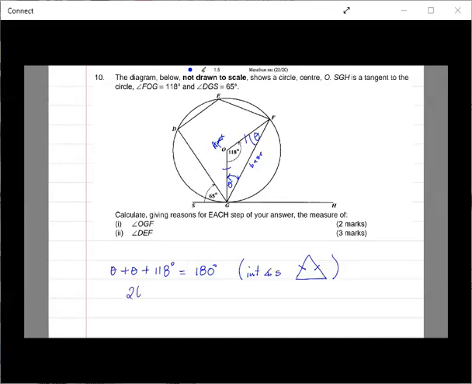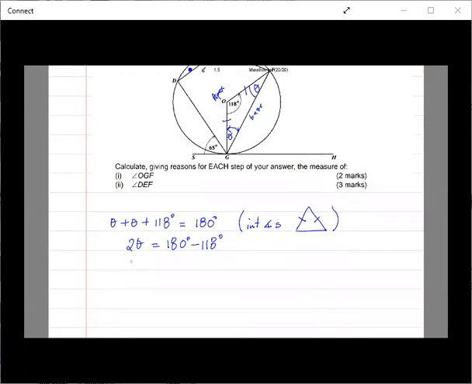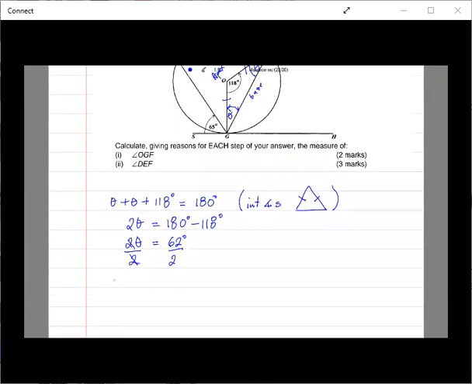2 theta would be equal to 180 minus 118. So 2 theta is equal to, this will be 62 degrees. Divide both sides by 2. So theta, which is angle OGF, is equal to 31 degrees. The angle is 31 degrees.